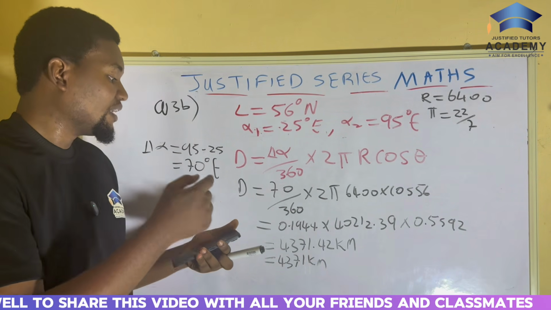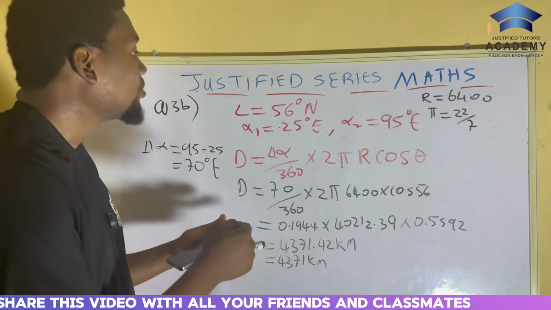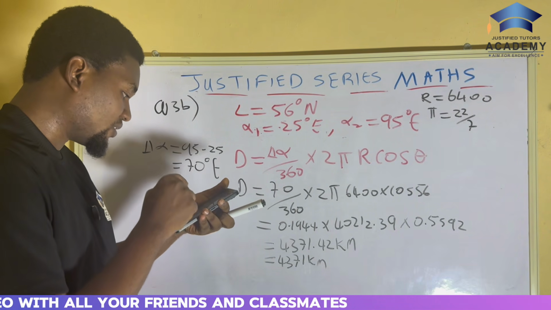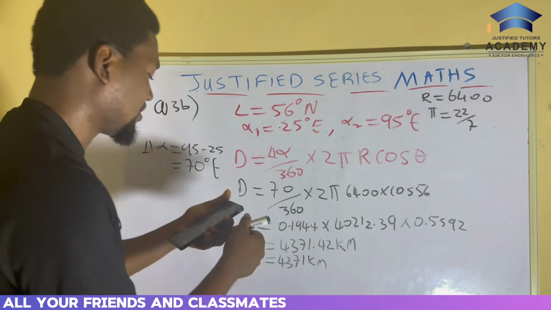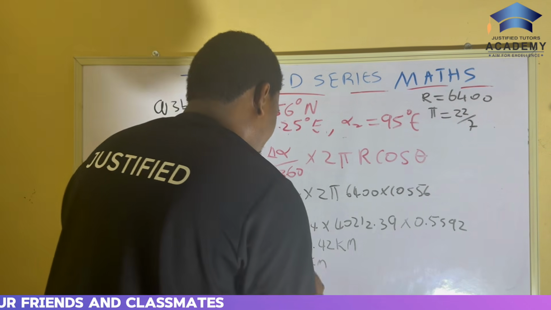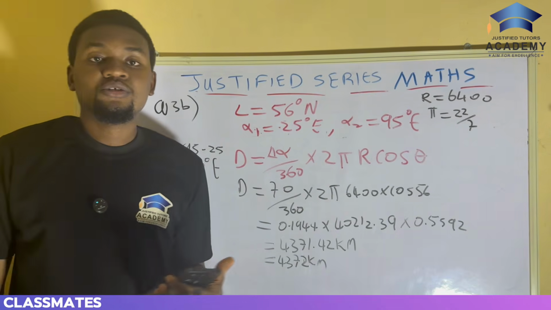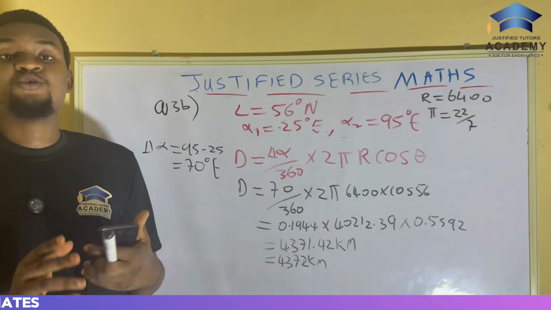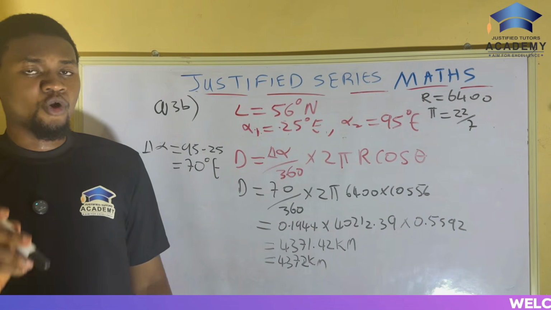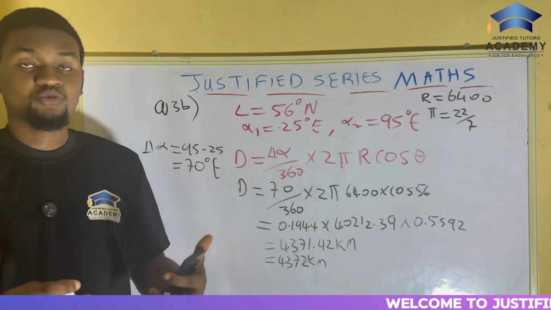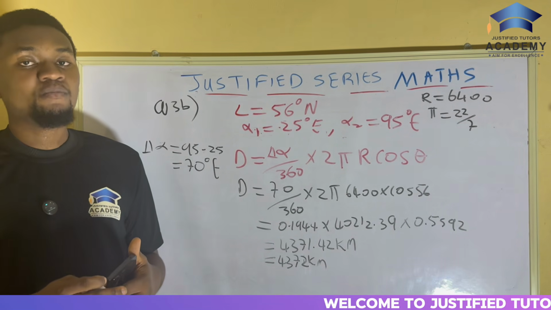So the answer is 4372. Hope no mistakes. So that's it. This is your final answer. If you got this answer, you got it right. Now I believe you all understand the part on longitude and latitude. Please, that formula I gave you guys, write it down because we are still going to make use of it as we proceed in this class.